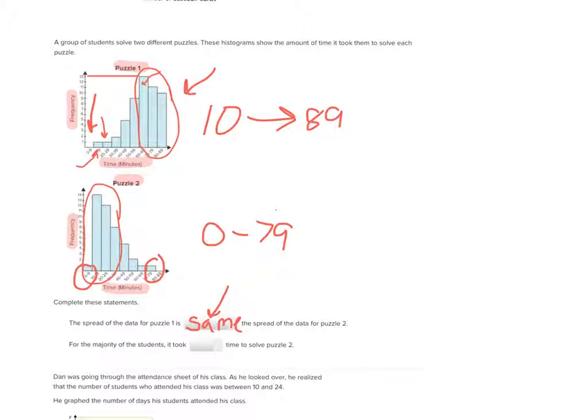The spread of the data for puzzle 1 is the same as the spread of the data for puzzle 2. They're not spread out any more than each other. For the majority of the students, it took less time to solve puzzle 2. You can see because the cluster is on the lesser amount of time. On puzzle 1, the cluster is on the greater amounts of time. All right.